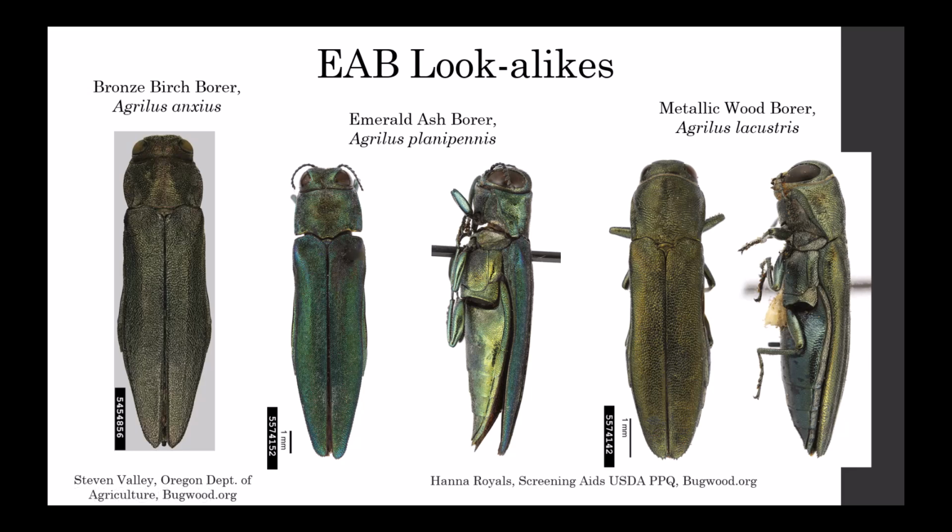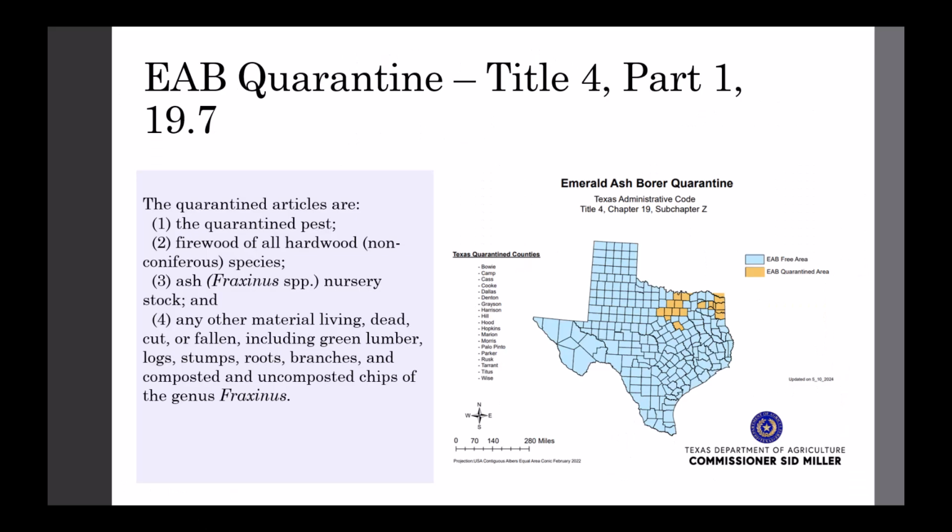There are 2 species of borers in the same genus as the emerald ash borer, Agrilus, that are very close lookalikes, the bronze birch borer and the metallic wood borer. Even with a keen eye, it can be very difficult to identify the difference between the species, especially from pictures. This is why it is very important not to assume you have found emerald ash borer, but to collect a specimen and submit it through the proper channels for positive identification.